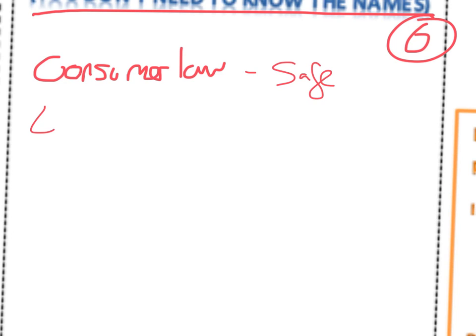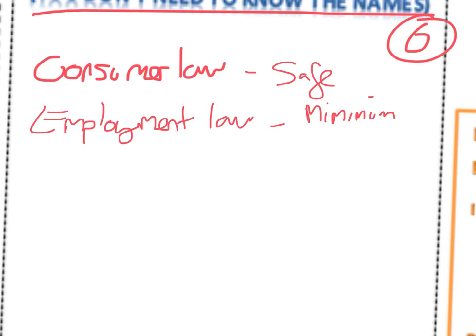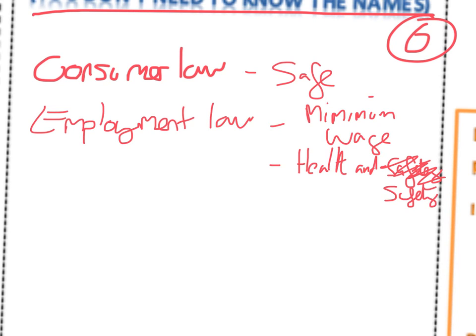Another one is employment law. Think about what some of the things are that they've got to consider with employment law. This is easy. They've got to think about the minimum wage, and the minimum wage has to be above, I think it's £6.80 at the minute. They're not allowed to pay anyone less than that. They've also got to have health and safety. So if you go into a building and it's dangerous for the employees, you're going to get in loads of trouble for this. Right, consumer law, employment law.